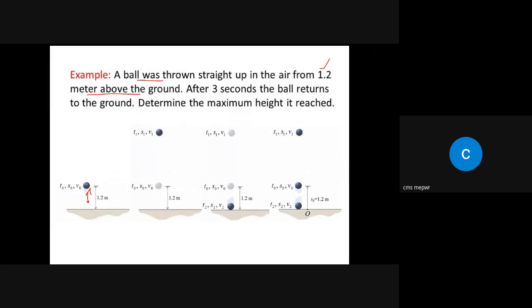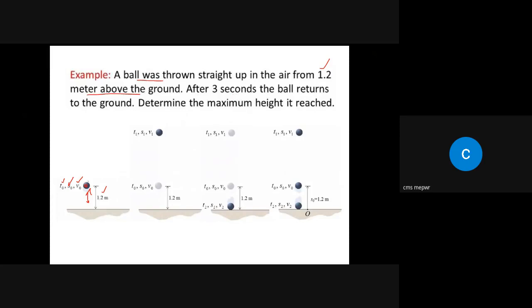Let's give this position the name position 0. The time at that instant is t naught, the position is 1.2, and the velocity at that instant we don't know, the velocity with which he has thrown the ball upward. Now after 3 seconds, the ball returned to the ground.